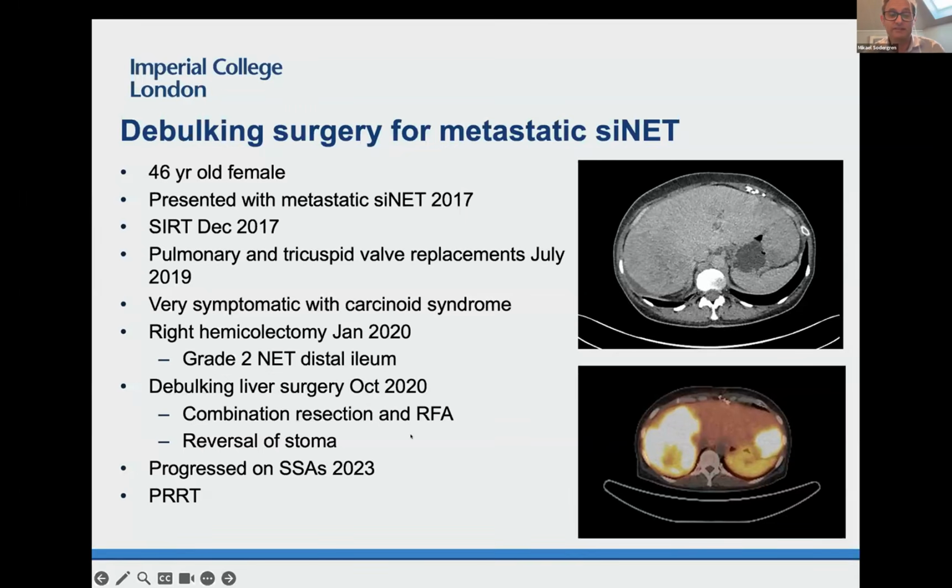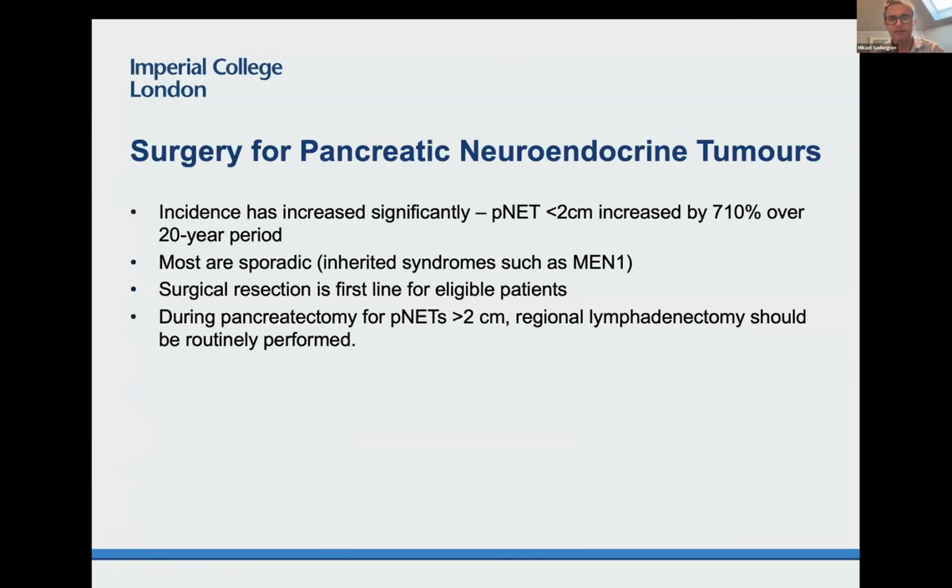And she had quite good symptomatic resolution from that. She was placed on somatostatin analogs. She progressed and went on to have PRRT. But as you can see, she's been going for several years, and hopefully the debulking surgery has helped her prognosis as well. So I'm going to move on to surgery for pancreatic neuroendocrine tumors.